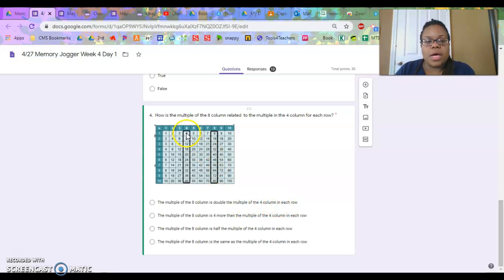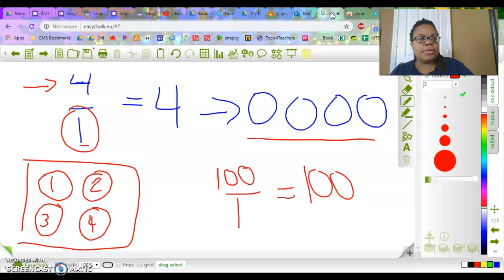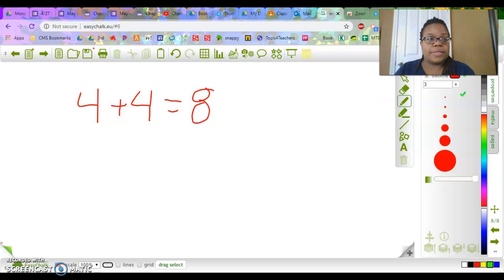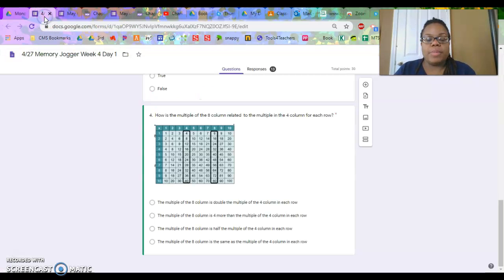So I'm looking at the 4 column: 4, 8, 12, 16. It says that this is double from here. So I'm going from my 8 row. This is 8. 4 doubled would be 4 and 4. So I can click up here. I have 4 plus 4. That would be 4 doubled, 4 two times. That equals 8. Well, if I go back to my question, 4 doubled equals 8.